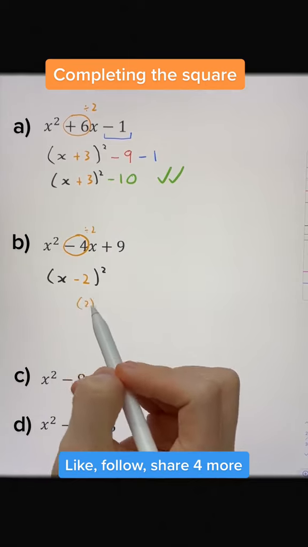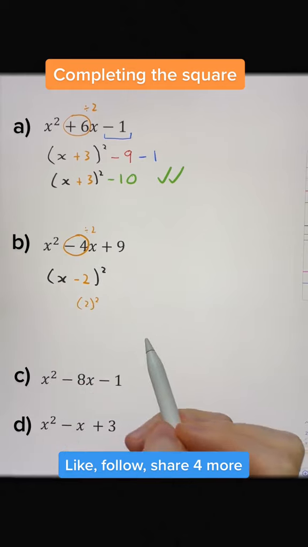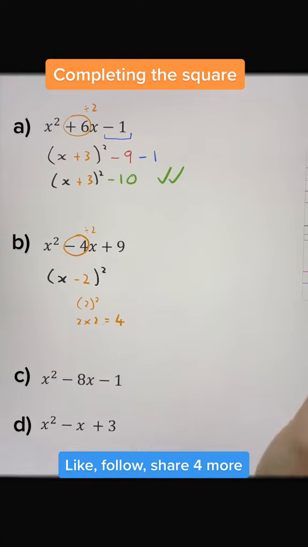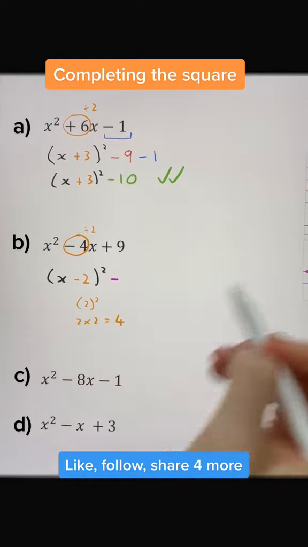We don't need to worry about the sign, because when we square a number, we know it always turns positive. Here, 2 squared is 2 times 2, which gives us 4. And we always subtract that number. So in this case, I'm going to subtract the number 4.